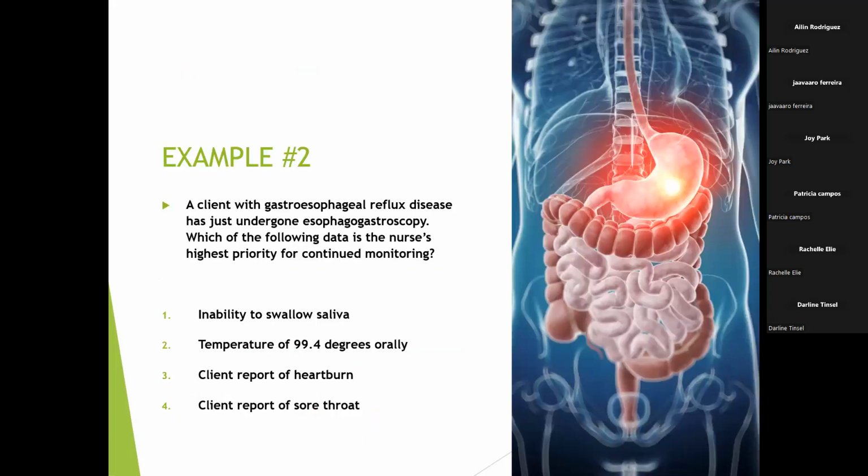So let's do another example. A client with gastroesophageal reflux disease has just undergone an esophagogastroscopy. Which of the following data is the nurse's highest priority for continued monitoring? Inability to swallow saliva, a temp of 99.4 degrees orally. The client reports heartburn. The client reports a sore throat.